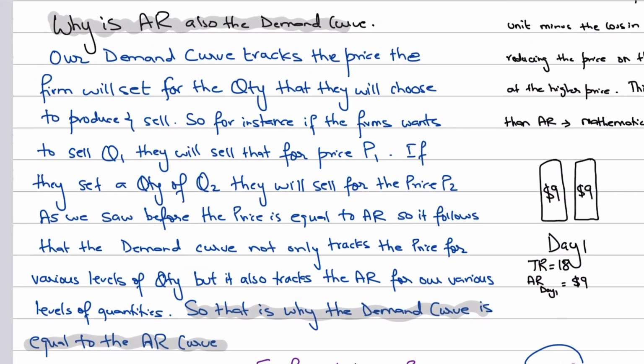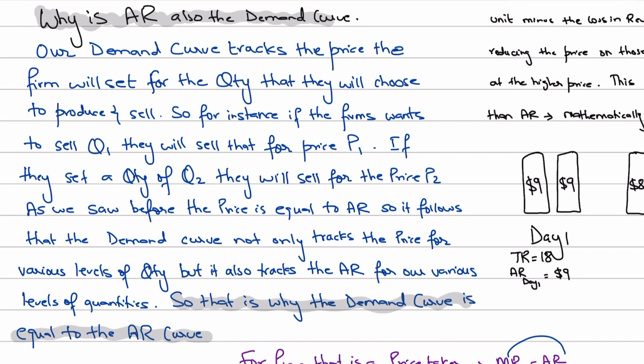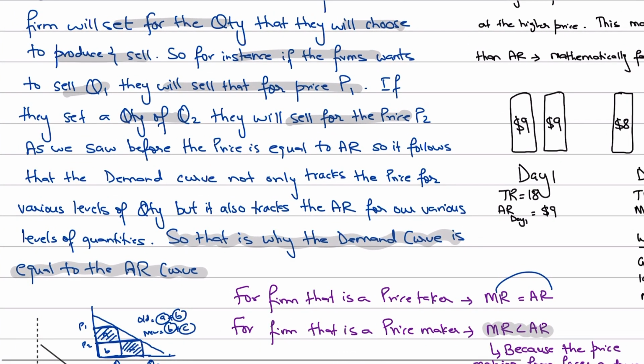One last thing, why is average revenue also the demand curve? Let's quickly see that before we wrap it up. Our demand curve tracks the price the firm will set for the quantity, which simply means at what price you're going to sell what. So the demand curve is tracking that. You need to sell 3 units, reduce the price, 4 units, further reduce, 5 units, further reduce. So for instance, if the firm wants to sell Q1 units, they will set a price P1, like we saw on the diagram. If they want to sell a quantity of Q2, they know they will now sell it for P2, which is less. And we know, as we saw before, that price is equal to average revenue.